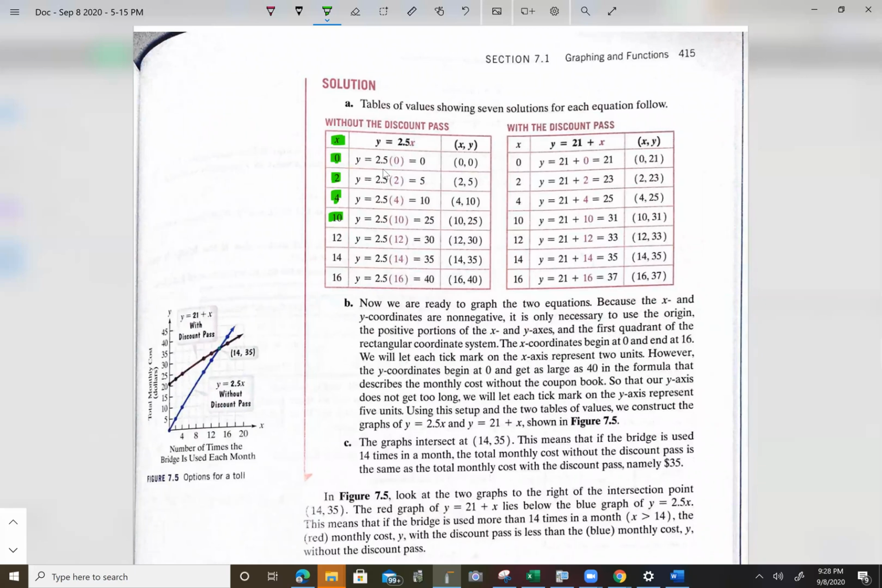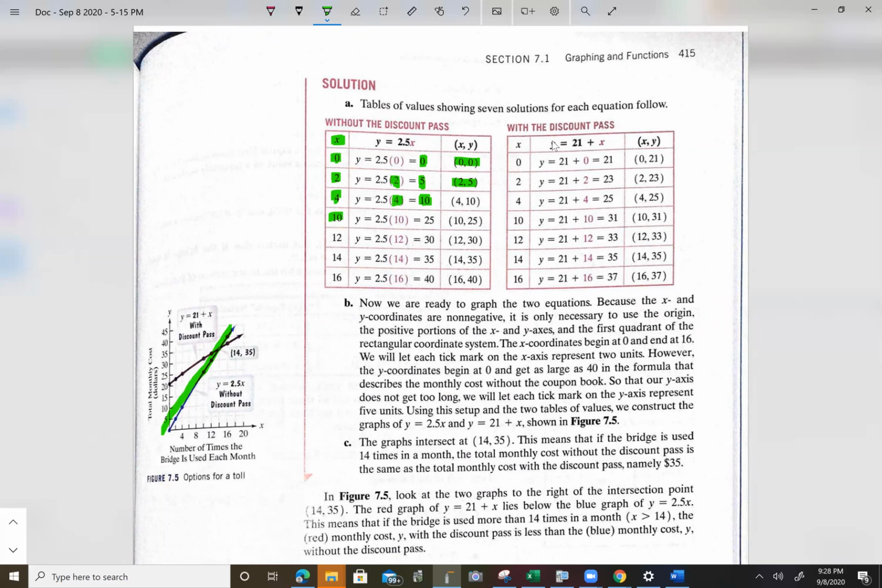And if I input 0 into the equation, I get 0 back. So that coordinate point is (0, 0). If I input 2 into the equation, my output is 5. Now I have the coordinate (2, 5). If I input 4, 10, and so on and so forth. Okay, and it looks like this equation matches this line on the graph.